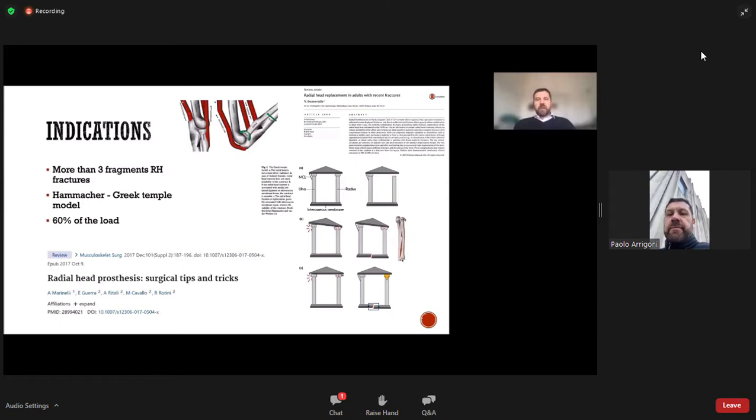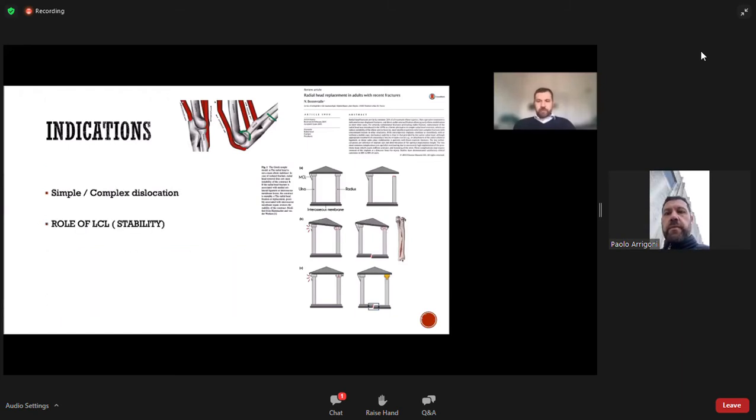In particular, the medial side of the ulna and the radius. In general, the indication for radial head replacement is to have more than 3 fragments. Because if you have more than 3 fragments, there is no more clear surface on which the capitellum can load. And as approximately 60% of the load of the elbow passes through the radial head, this is a very good indication for replacing it.